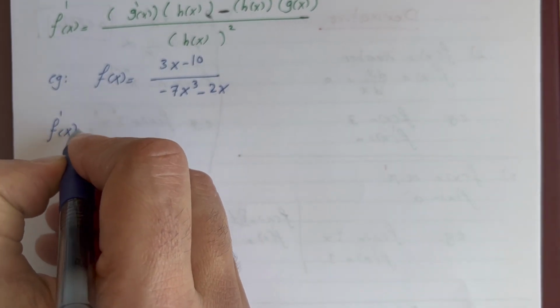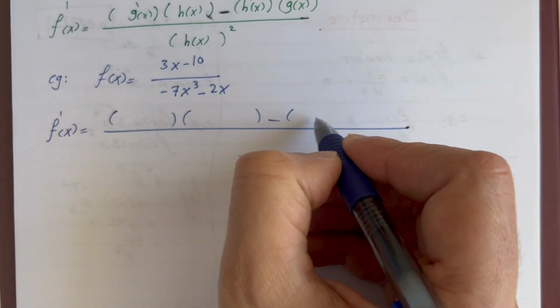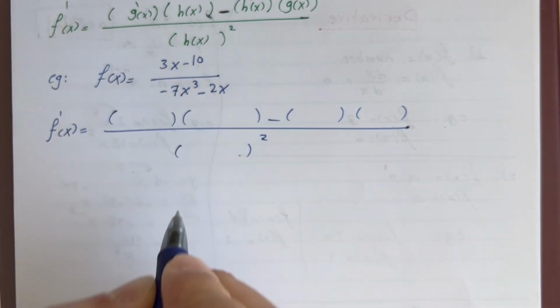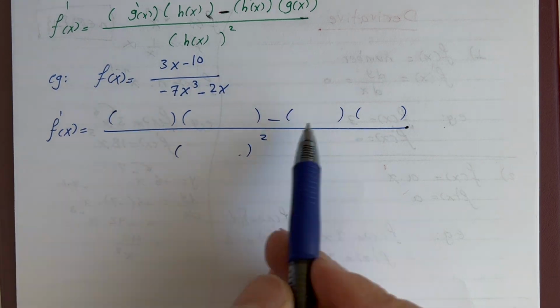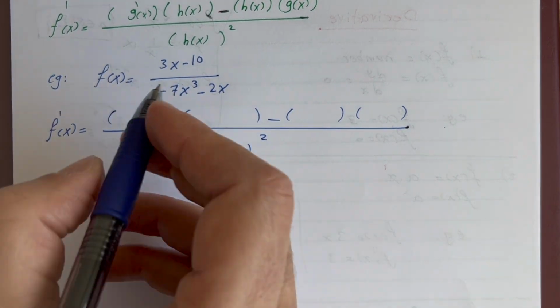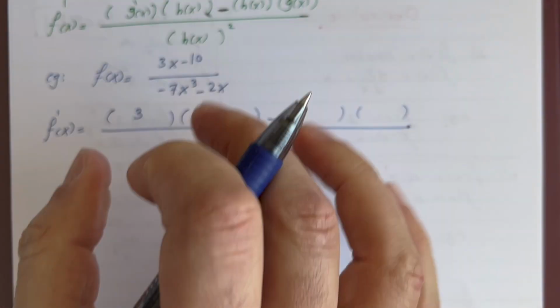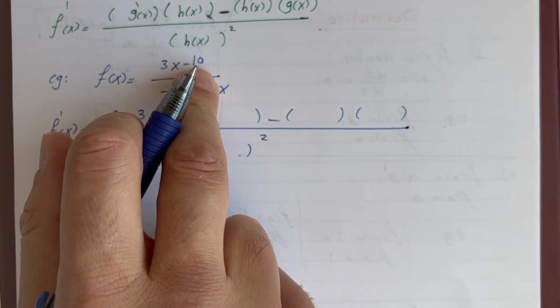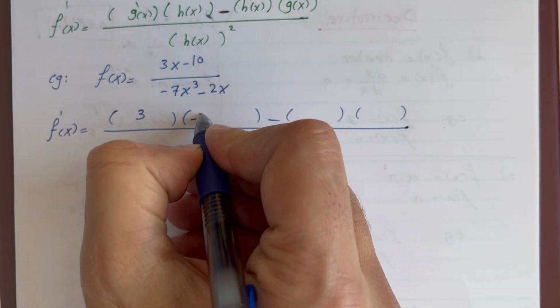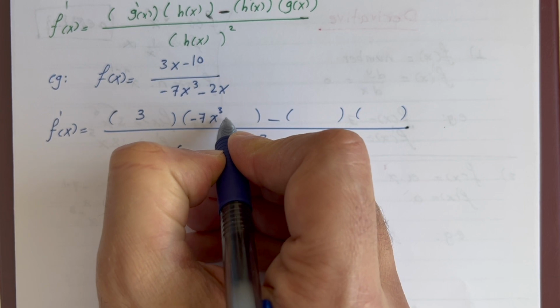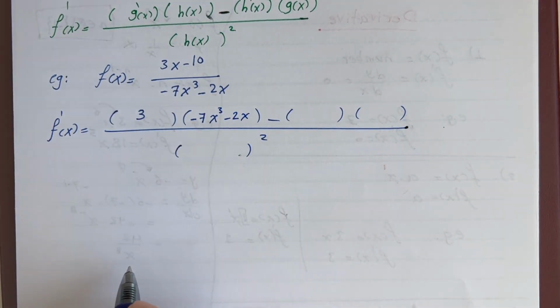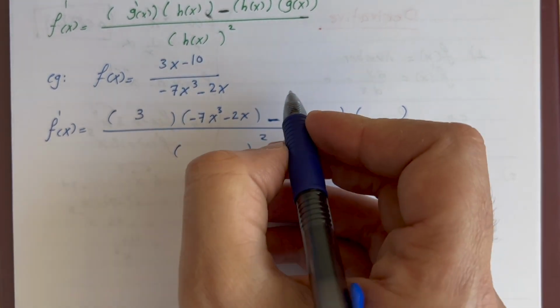F prime x equals, please try to do this move always because it will make your life easy, so you will not mess up. The derivative of up is 3. We get rid of x, and the derivative of negative 10 is 0. Times down, or the denominator. Write it as it is, don't take the derivative yet.